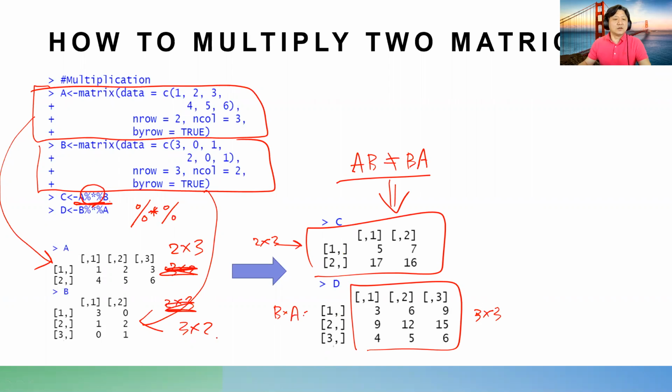Okay. I posted the R syntax on the Blackboard. You can play with it yourself. Okay.